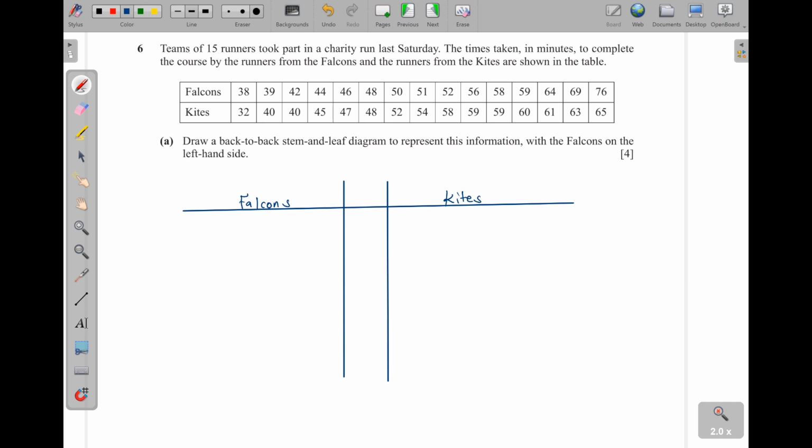Now we can see 30s, so I can write 3, I can see 40s, I can see 50s, there are 60s, and then 70s. So those are the ones that we have. Let us begin with the Kites. So the list is 32. So write 2 here, 40s are here. You write them in that order. So there is 40, there is 45, then there is 47, and then 48. Then let's go to the 50s. They are all here. So we have 52, we have 54, we have 58, we have 2 59s.